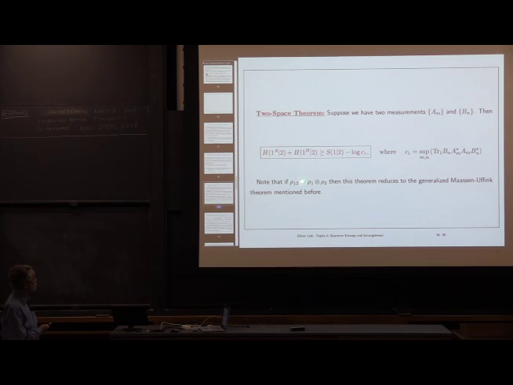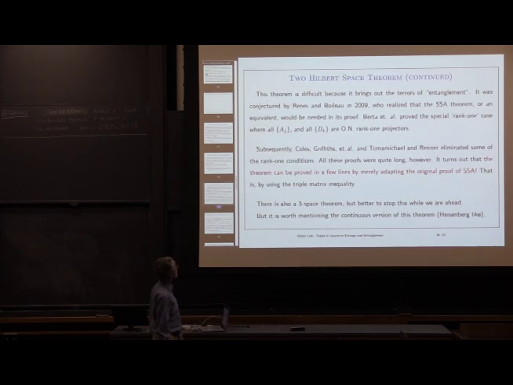Now, if rho 1,2 is rho 1 tensor rho 2, a very simple case, then this theorem just reduces to the generalized Maassen and Uffink theorem that I mentioned before. So it's a generalization of it. The theorem is difficult because it brings out the terrors of entanglement.